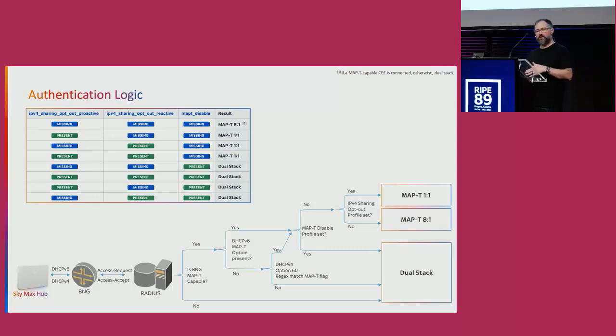So again, to help visualize this authentication logic, either DHCPv6 or v4 can trigger an authentication request. The first thing that RADIUS does is check to see whether we've actually finished enabling and configuring the BNGs to know about MAP-T, which we have done now. Our entire BNG estate does support MAP-T. So the next thing it does is check for the presence of that option 95. If that DHCPv6 option 95 doesn't exist, it then does a regex match for that string in DHCPv4 option 60. If either of those exist, then it checks for the disable profile, followed finally by whether they should be opted out to 1-to-1 or use the default 8-to-1.